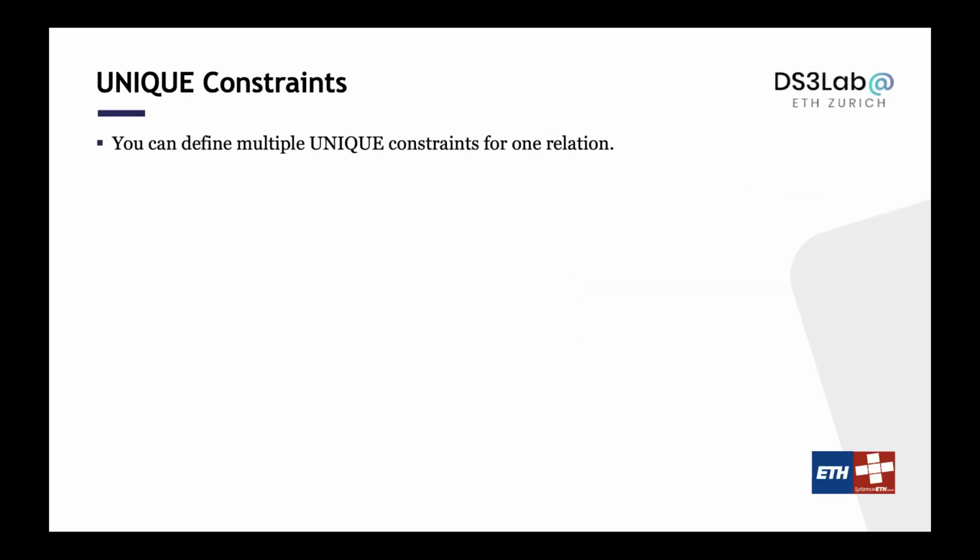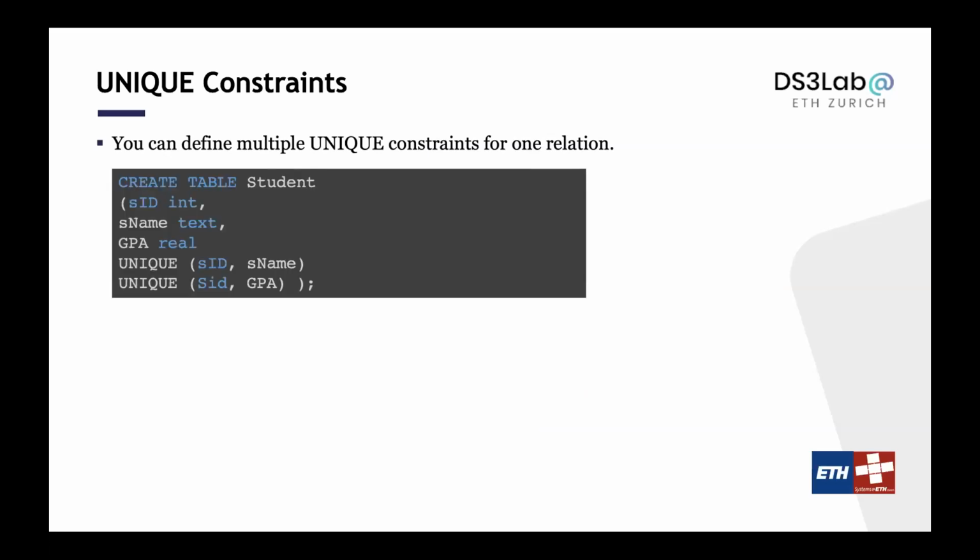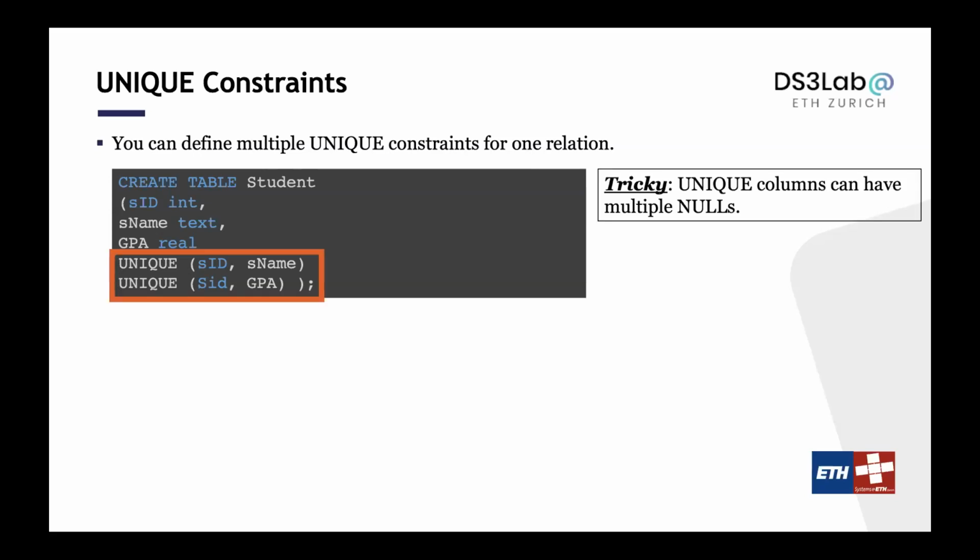Different from a primary key, where you can only have one per relation, you can have multiple unique constraints for one relation. When you have that, you can put unique at the end of the schema. Here I'm introducing two unique constraints. One is on the combination of SID and SName. Another is on the combination of SID and GPA.